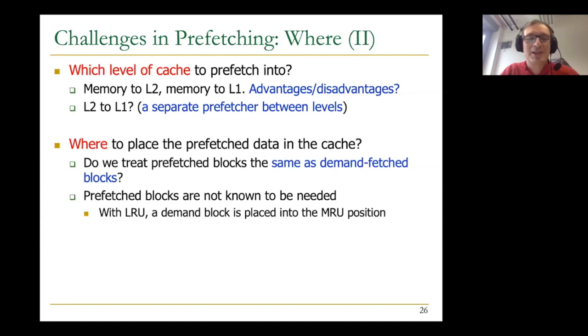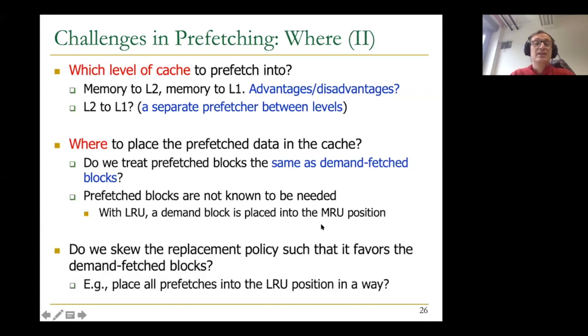You're displacing, assuming the least recently used policy holds in caches and works well. That's a big assumption also, as you know, and not all access patterns benefit from the least recently used policy. Then you're not evicting the predicted most important data from your cache by prefetching data into the most recently used position. The next question is, do we skew the replacement policy such that it favors the demand fetch blocks? For example, place all prefetches into the LRU position. Maybe the answer is yes in some cases, but I think existing algorithms are more sophisticated, as we will see in the feedback-directed prefetching paper.